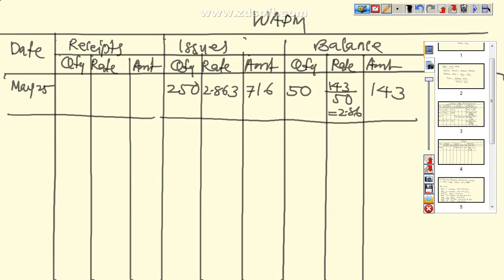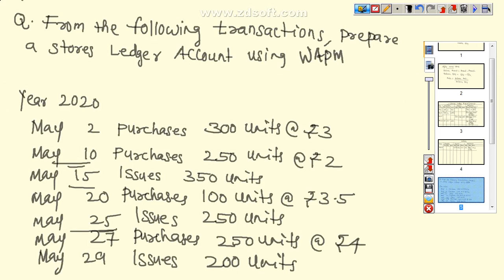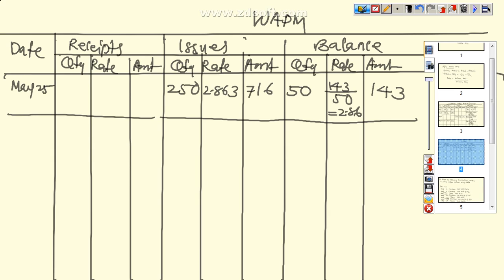After this, next one, 27th May, purchases 250 units at the rate of 4. So we write it here. May 27, 250 units at the rate of 4, that is equal to 1000. After every purchase, here in receipt, quantity plus quantity, amount plus amount, because after receiving the material, quantity will increase as well as amount also will increase.